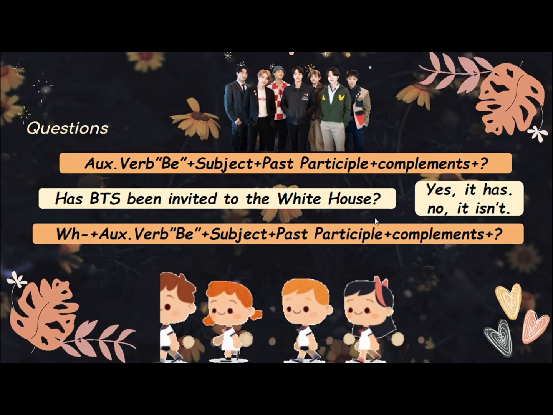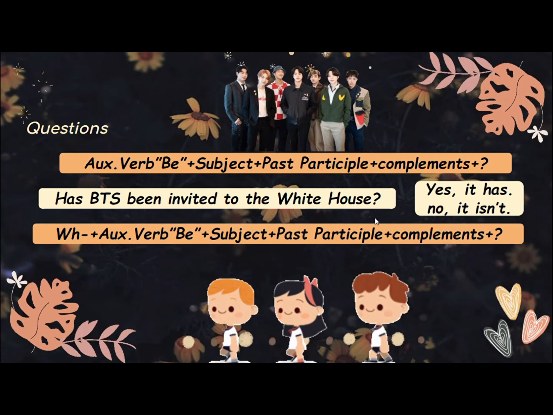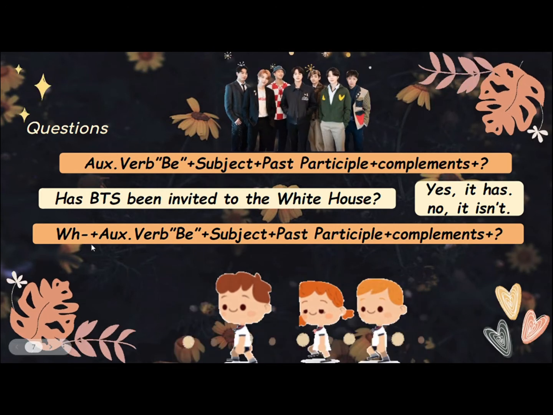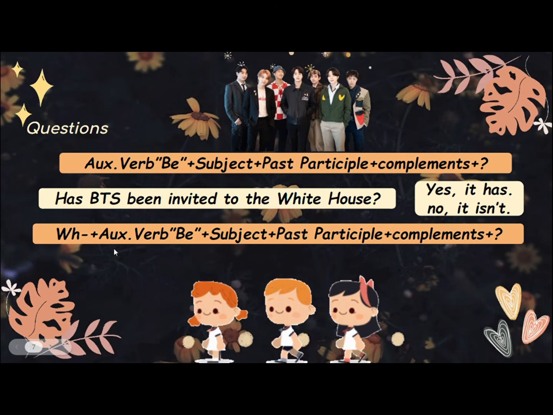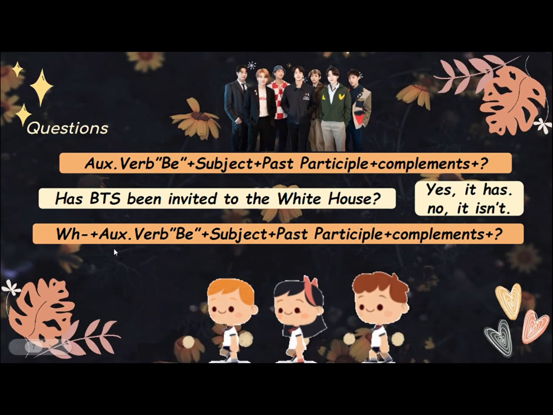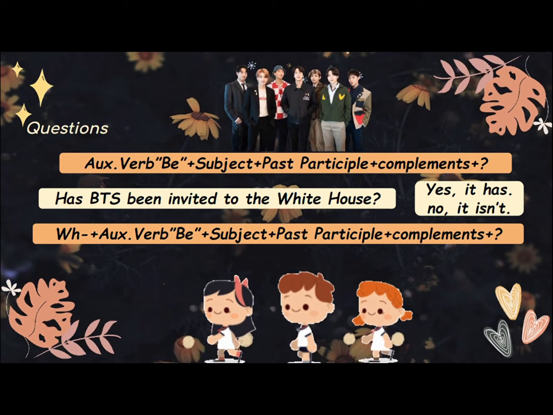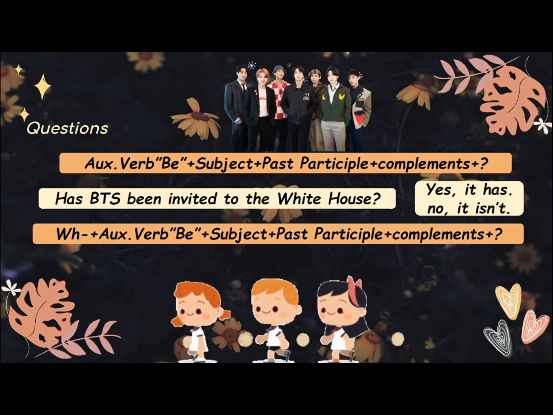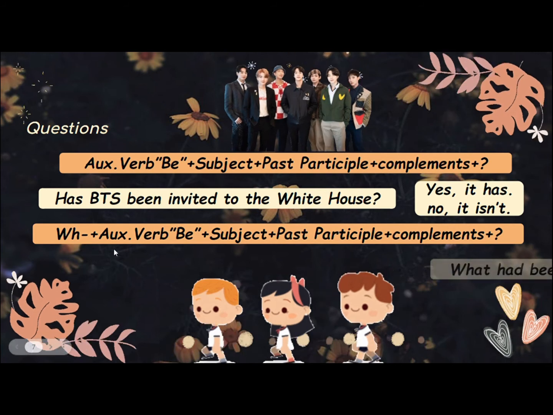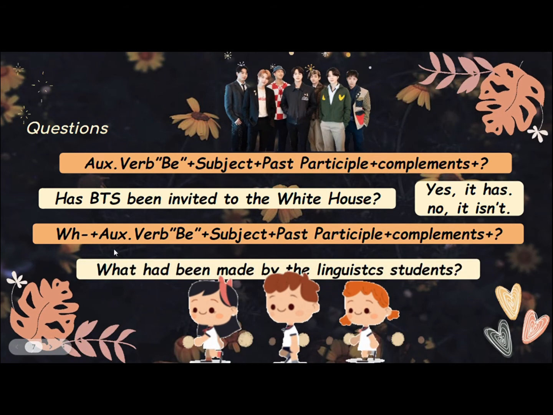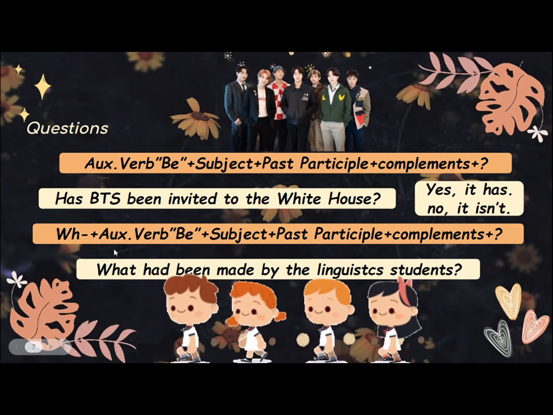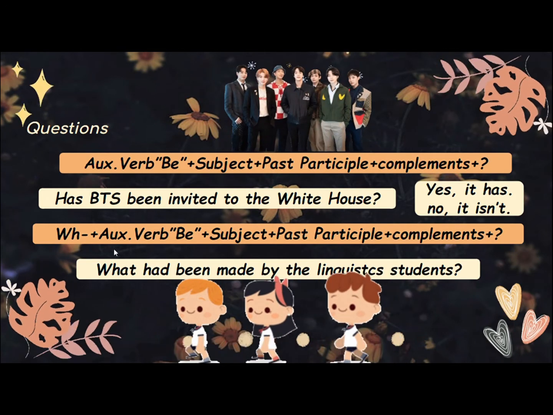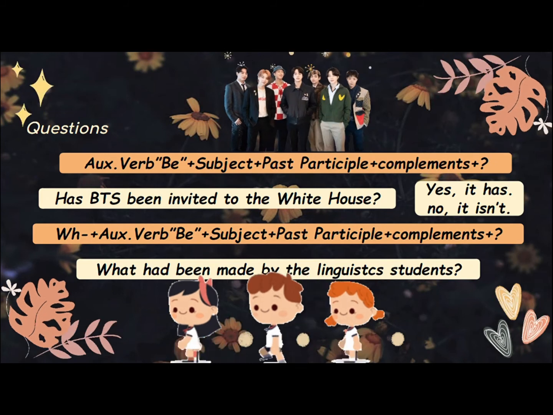And for the information questions or WH questions, we follow this structure: WH word plus auxiliary verb to be in its different conjugations, plus subject plus past participle plus complements plus question mark. For example, what had been made by the linguistic students? I don't know, maybe their videos.